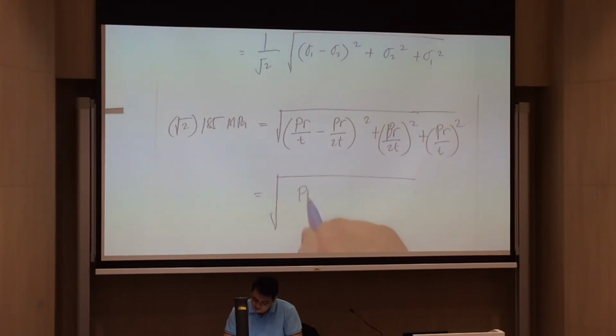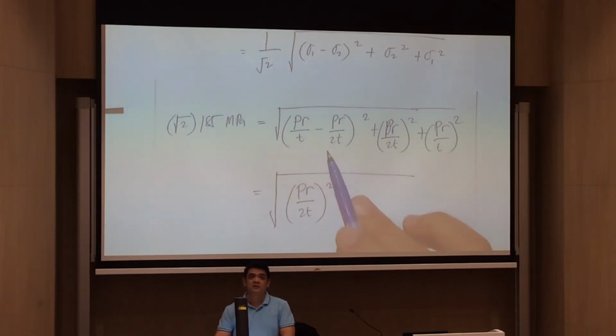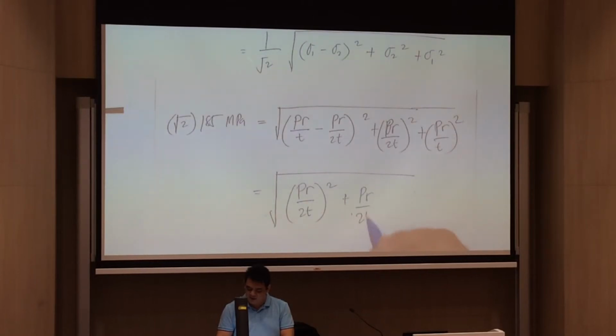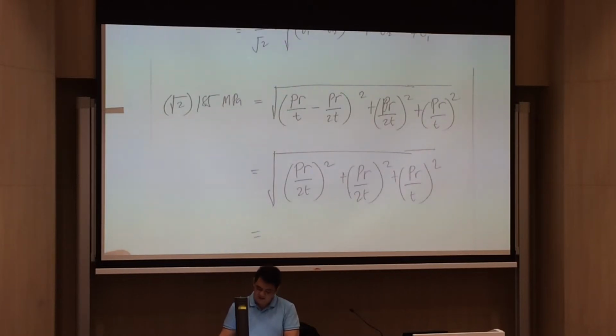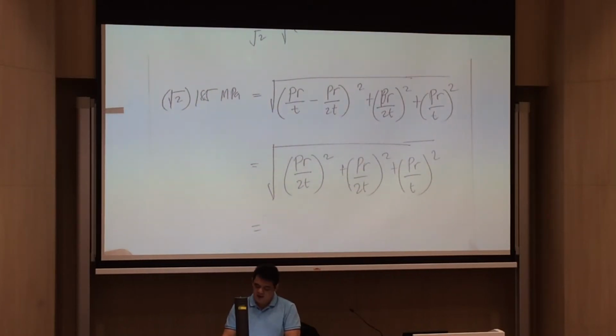So I have this one to be PR all over twice T, yes? This one, and then plus PR all over twice T squared plus PR T squared. So, okay, again simplifying this one, 2PR over twice T squared plus PRT. So I hope I'm correct now.